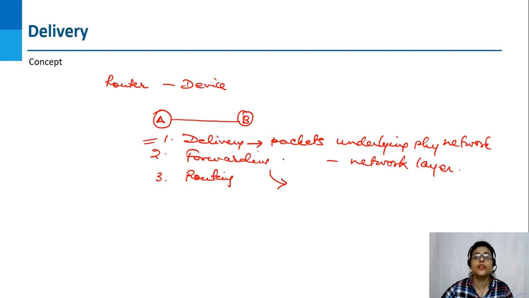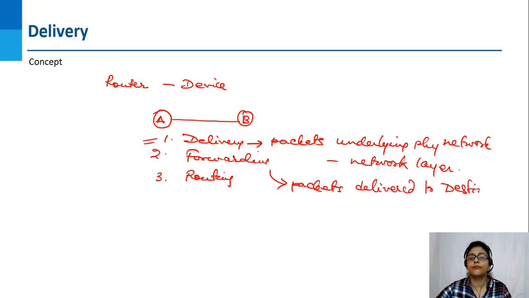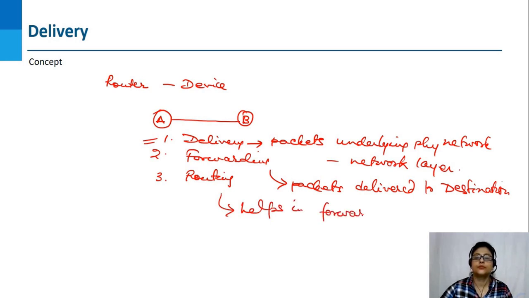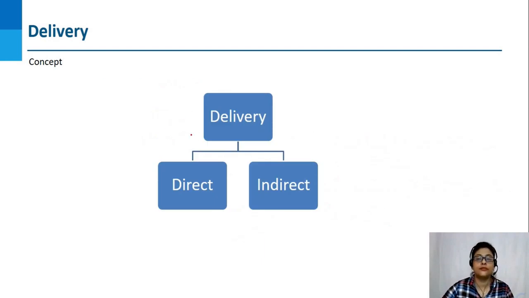Next is the forwarding. Forwarding means how the packets are actually delivered to the destination. So this is forwarding. And routing basically helps in forwarding by creating the routing table, which includes the destination and the next hop. Now there are two types of delivery. One is known as a direct delivery and the other one is known as the indirect delivery.